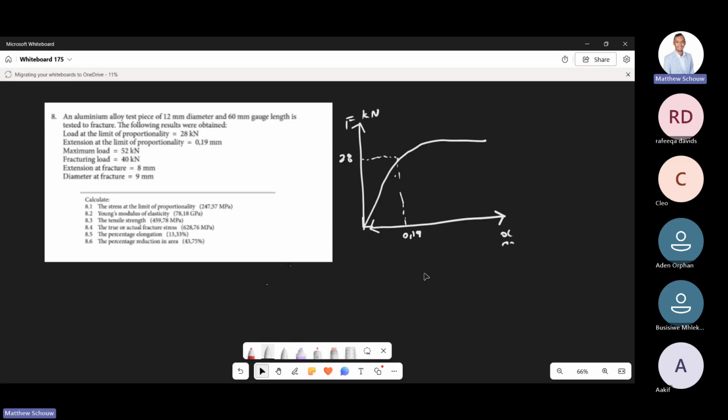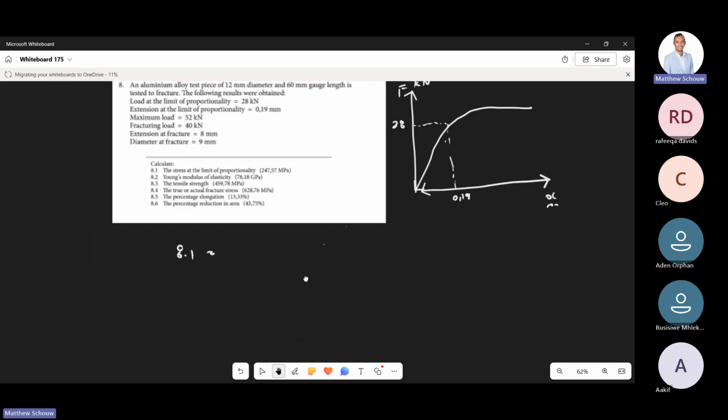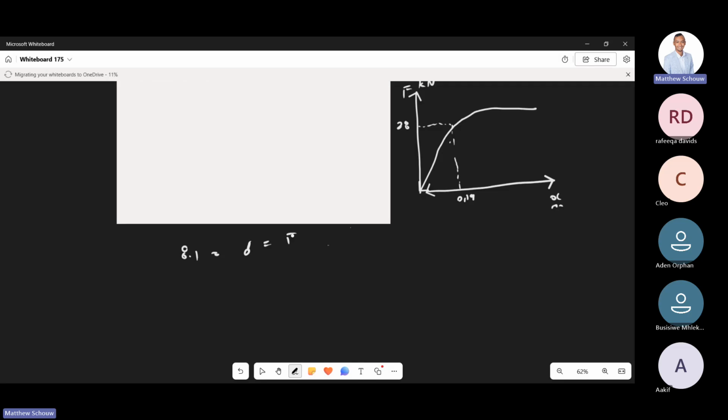So how do we find the stress? Do you guys know the formula for stress first of all? Force over area. Thank you, Cleo and Aiden. You guys all know that? Hope you guys do.